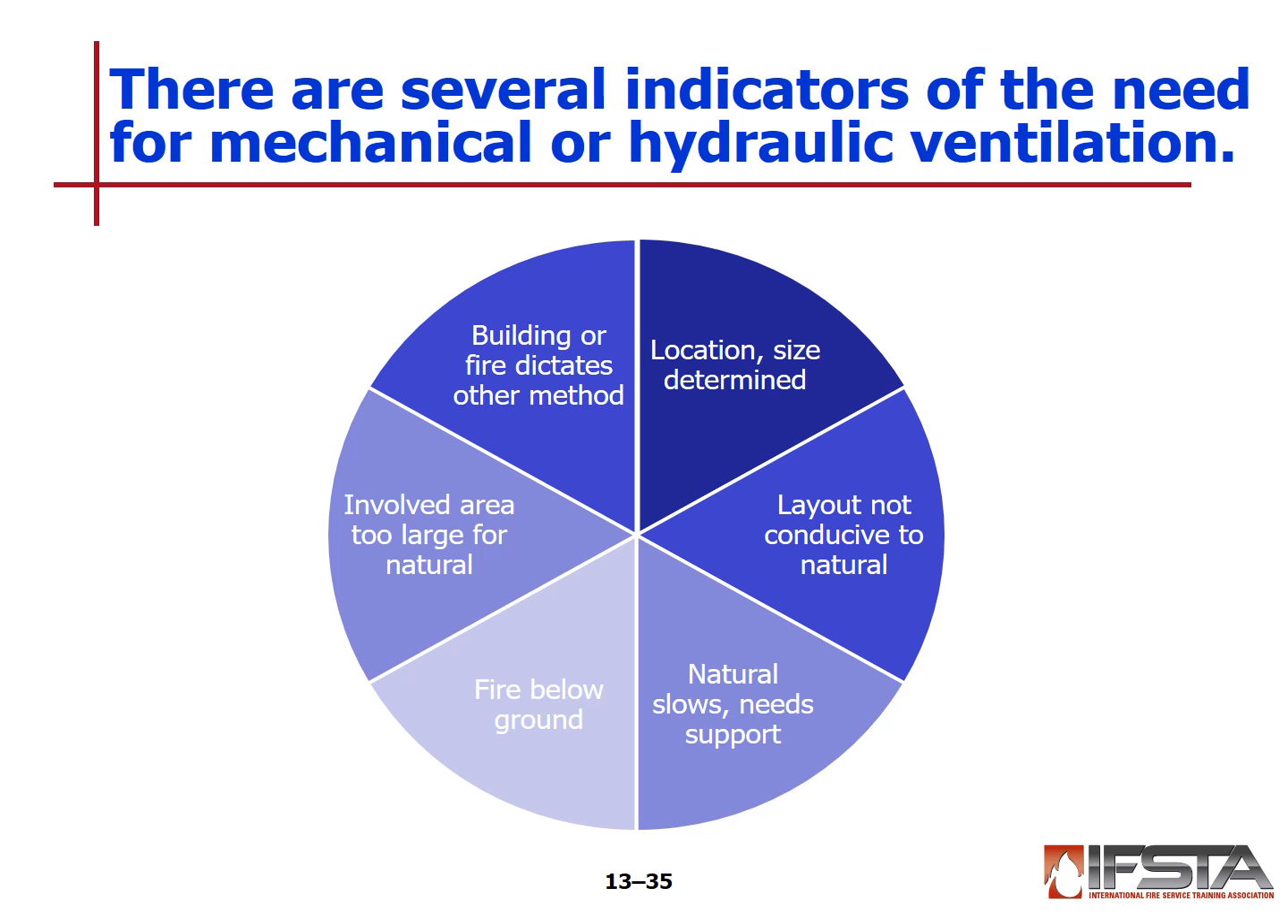The location and the size is determined. The involved area is too large for natural ventilation. The fire's below ground, so natural won't work. Natural's just too slow. It's just not quite doing the job we need. Maybe there's just not really that much of a wind, or maybe there's just too many structures around that are inhibiting the natural airflow to get us a good push out. And the layout's not conducive to natural ventilation.